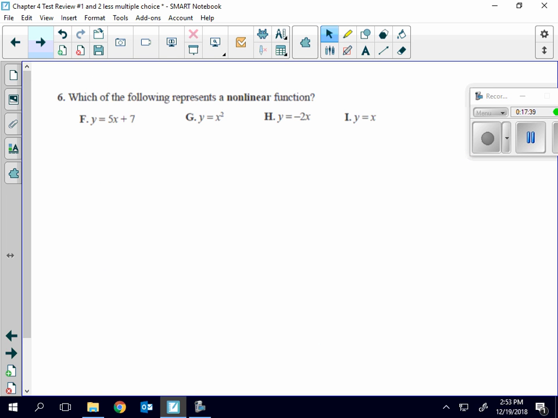Which of the following represents a non-linear function? Well, linear, you guys know, has x and y to the power of 1. Power of 1 here, power of 1 here, that's linear. Power of 1, power of 2, oh, there it is. These all have powers of 1 everywhere.